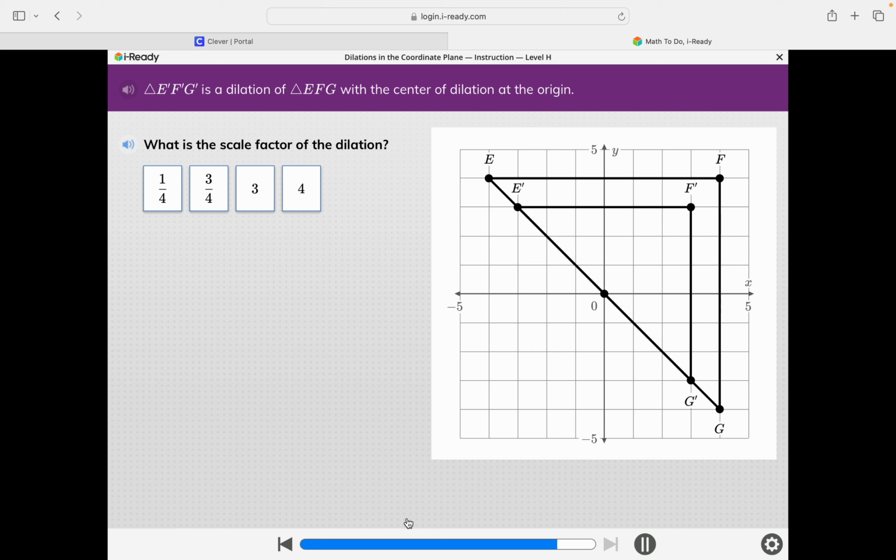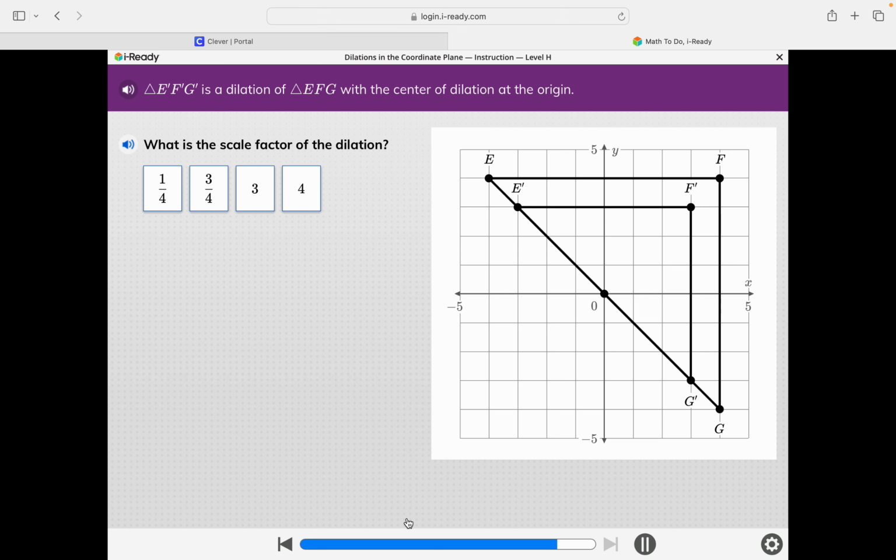Now, what is the scale factor of the dilation? Which point do you want to use? You can do any point, Suhani. E. Okay, E. Tell me the real E. Okay, move minus 4, right?